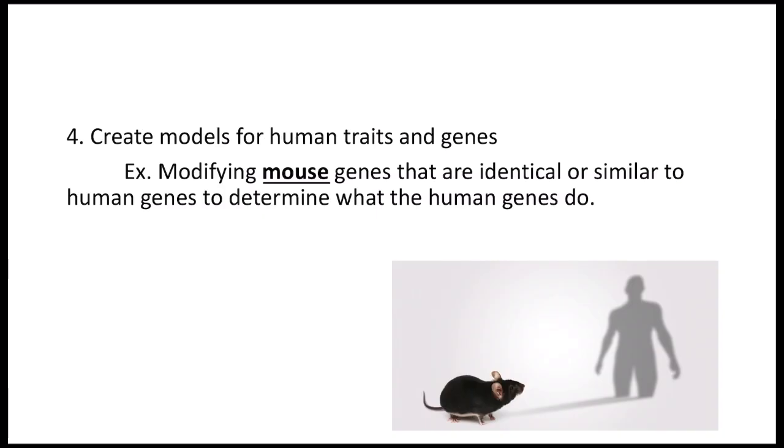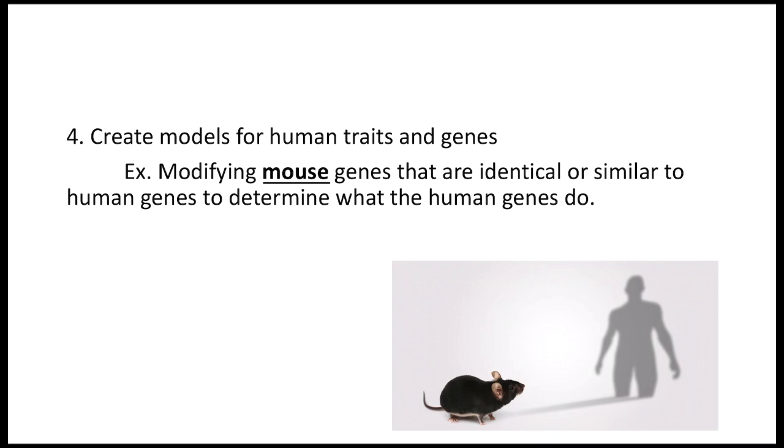Our fourth function is to create models for human traits and genes. So for example, modifying mouse genes that are identical or similar to human genes to determine what the genes do. So because we are unable to obviously create a knockout human, we are able to modify mouse genes to figure out what the effect would be on a human. So basically, what does a particular code do in a human?